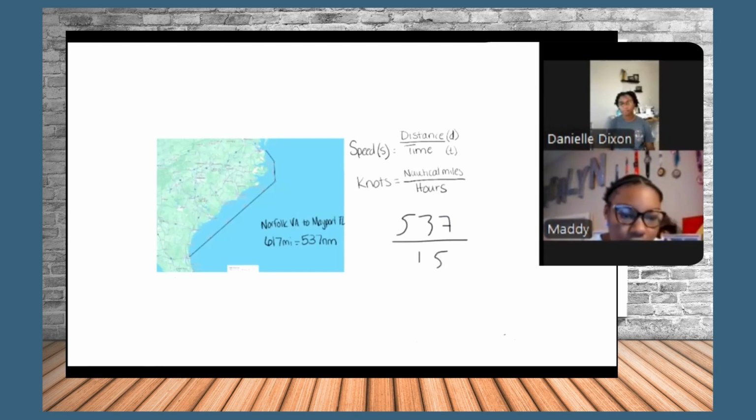537 divided by 15 would be 35.8 hours, which technically would be 1 day, 11 hours, and 48 minutes. Exactly. And that's important for us to have exactly that time so that we can let our people on the Norfolk base know when to have the tugs come out and meet us, because we can't just drive this ship in. It takes a lot of different partners to get us in safely.